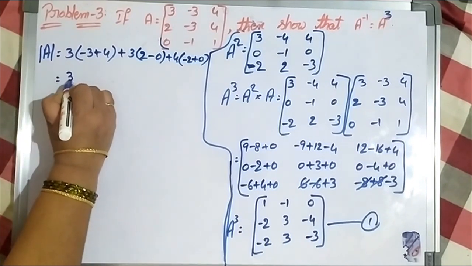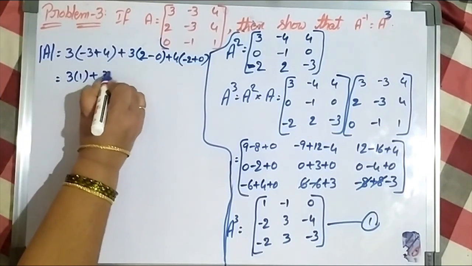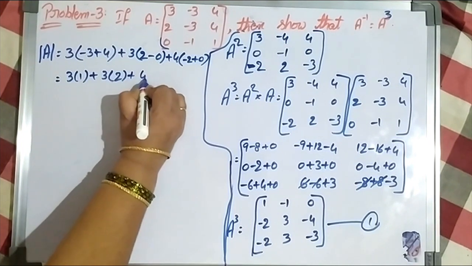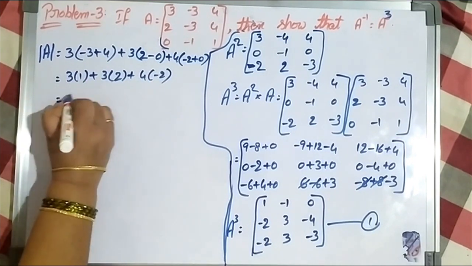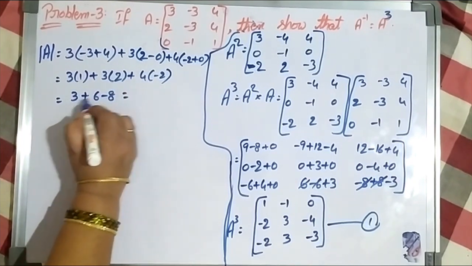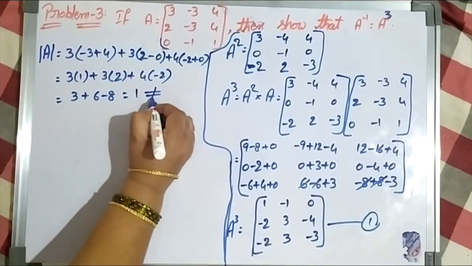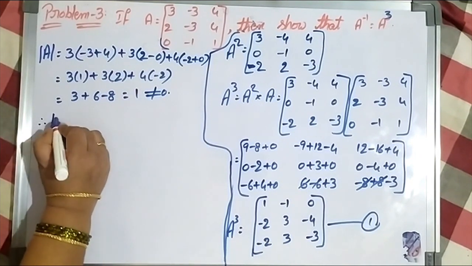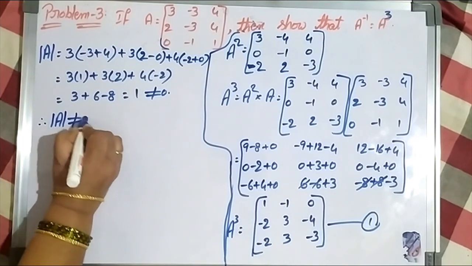That is equal to 3 into 1 plus 3 into 2 plus 4 into minus 2. That is equal to 3 plus 6 minus 8, equal to 9 minus 8, which is 1. This is not equal to 0. Therefore, determinant of A is not equal to 0.